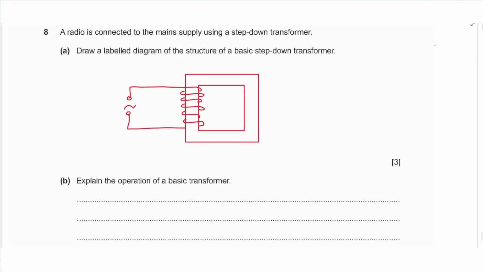Then reconnect to the power supply and label this primary coil. This part is the iron core. And since this is a step-down transformer, we should have fewer turns of coil on the secondary side, and we leave it open to a connection. Then we label this secondary coil.